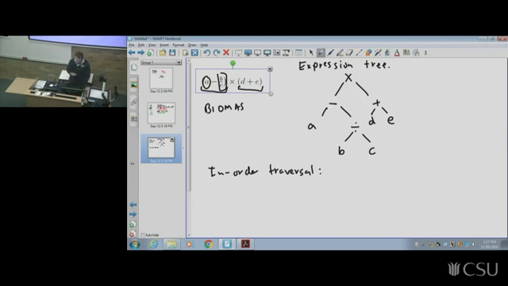Start with A, so you keep going left. The first leftmost thing you get is A. Then you move up, you get minus. Then you get division.